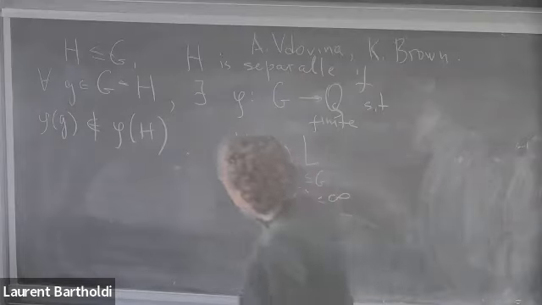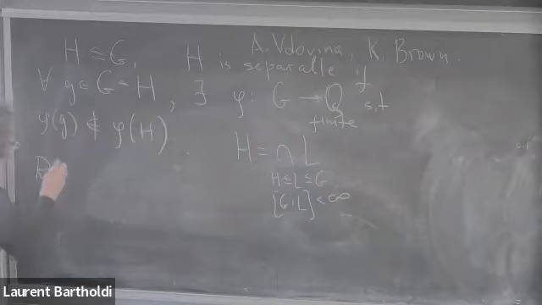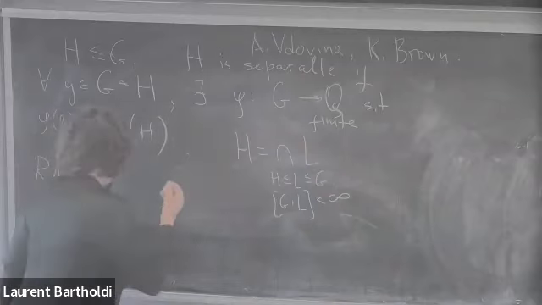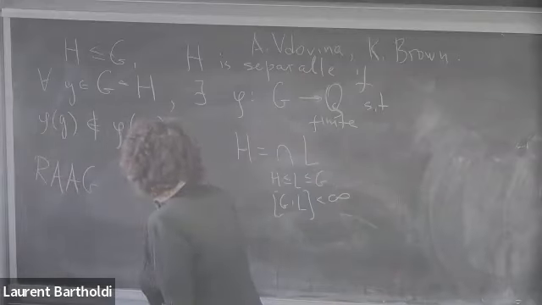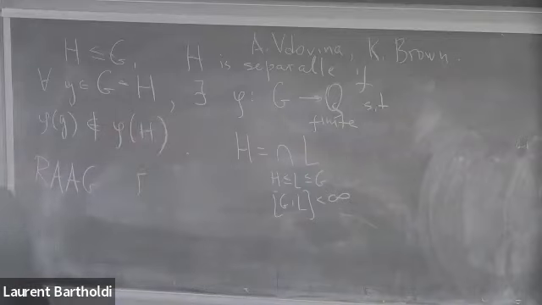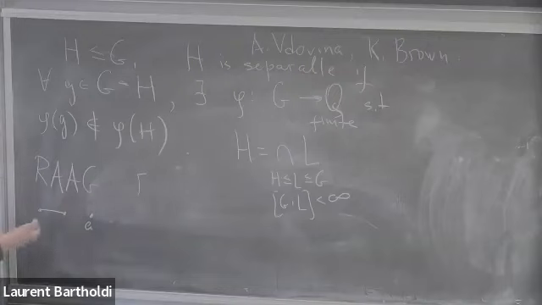But maybe I should give some definitions. So first, a RAAG is a right-angled Artin group. We have a graph gamma. For example, let me just start with an example. Suppose you have a graph of three vertices, denote this vertex by A, this by B, and this by C.